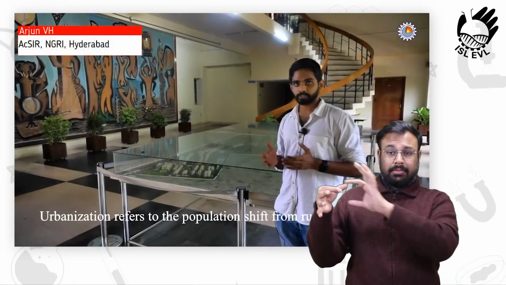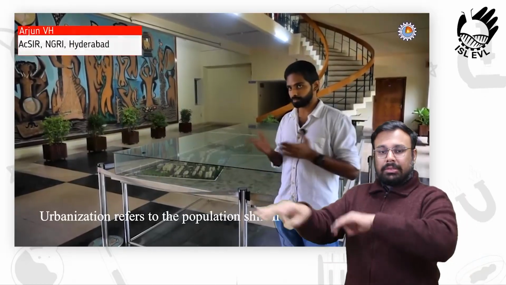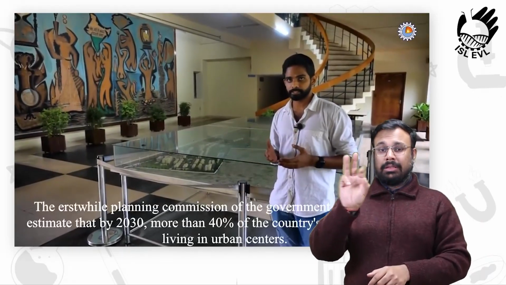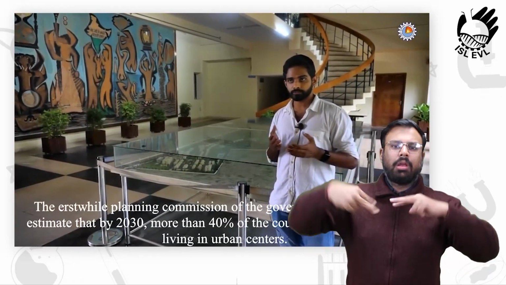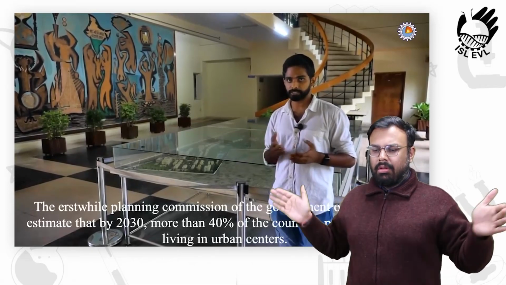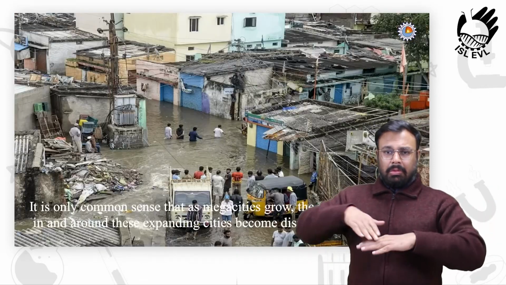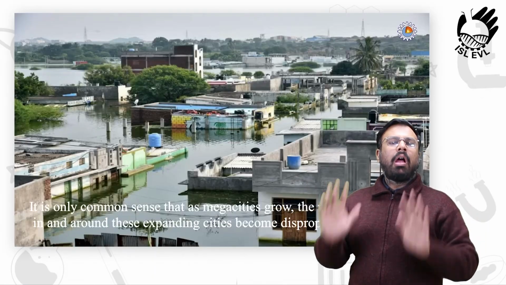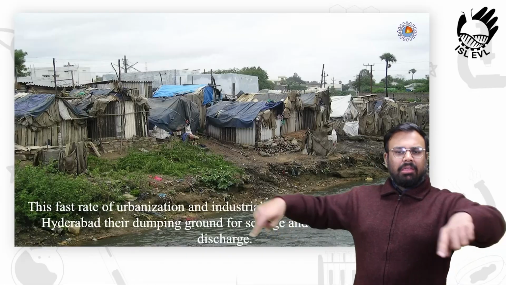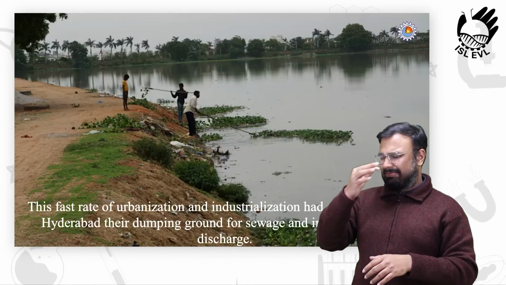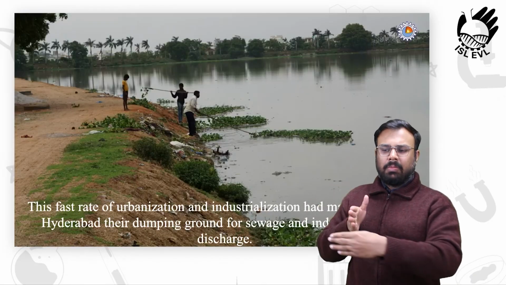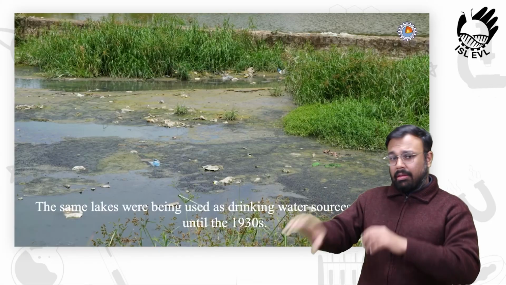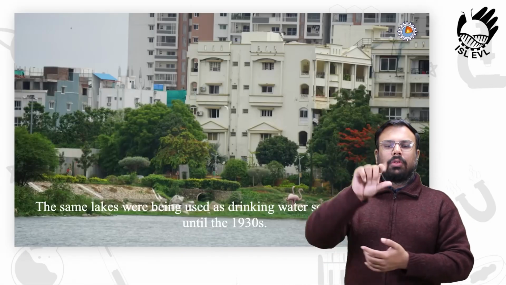Urbanization refers to the population shift from the rural areas to urban areas. The Planning Commission of the Government of India had an estimate that by 2030, more than 40% of the country's population will be living in urban centers. It is only common sense that as megacities grow, the ravishing of nature in and around these expanding cities becomes disproportionately large. This fast rate of urbanization and industrialization has made the lakes of Hyderabad the dumping ground of sewage and industrial discharge. The same lakes were being used as drinking water sources for the city until the 1930s.